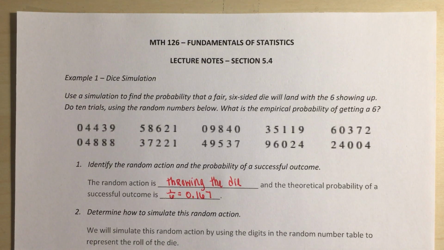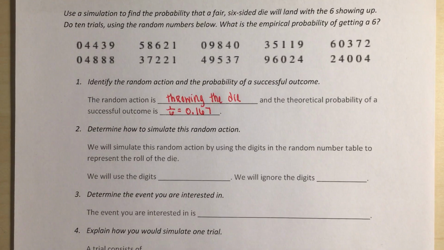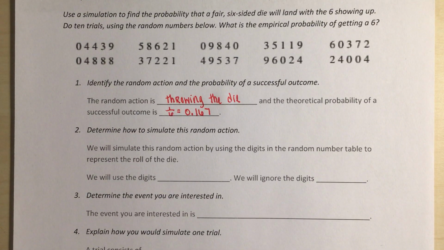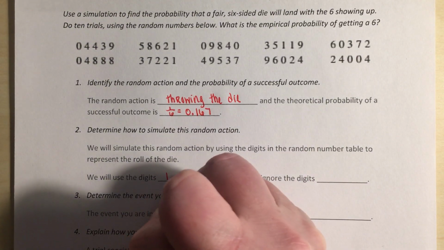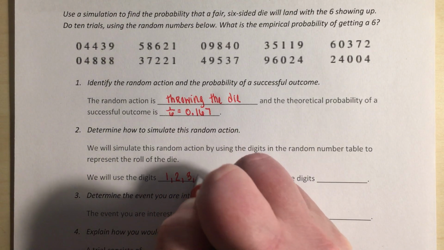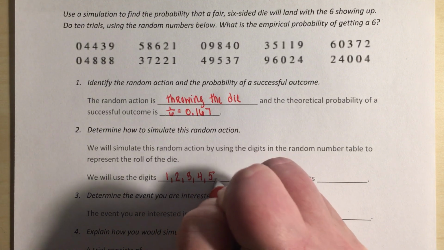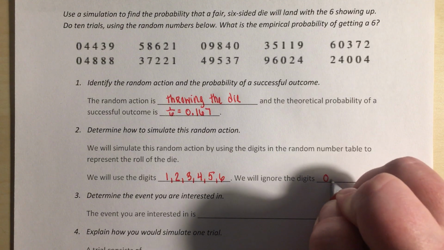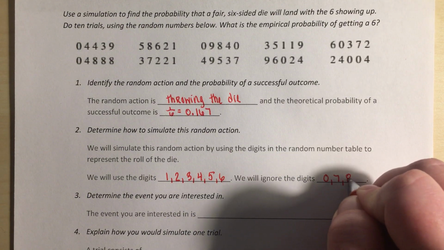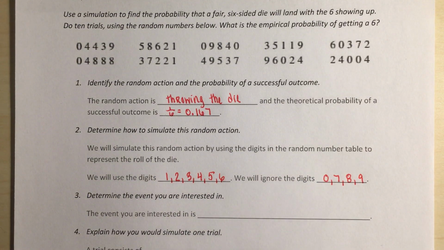Now, determine how to simulate this random action. We will simulate this random action by using the digits in the random number table to represent the roll of the die. Our die only has 6 sides, so that means we are going to use the digits 1, 2, 3, 4, 5, and 6. And we're going to ignore the digits 0, 7, 8, and 9 because they're not useful for a 6-sided die.